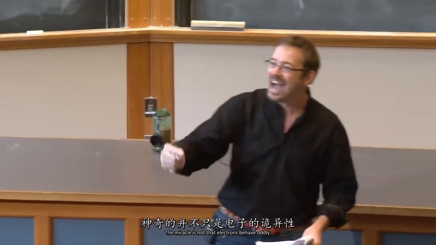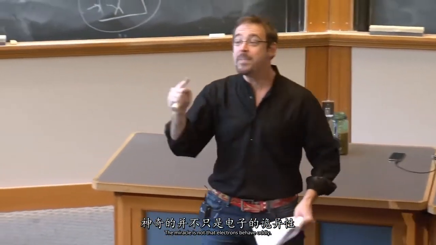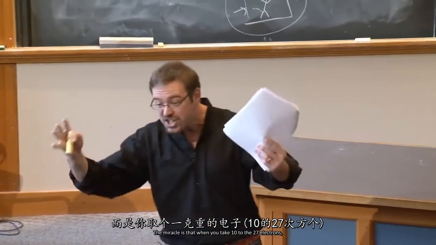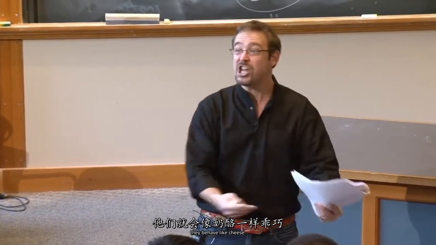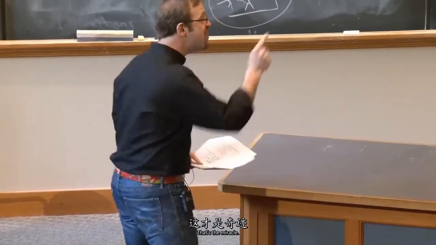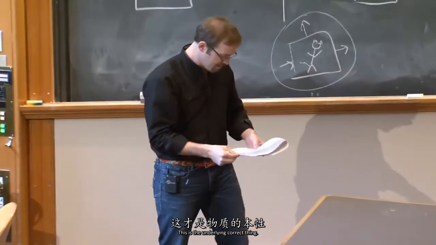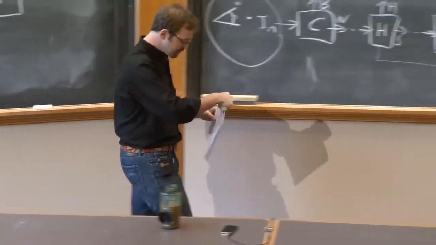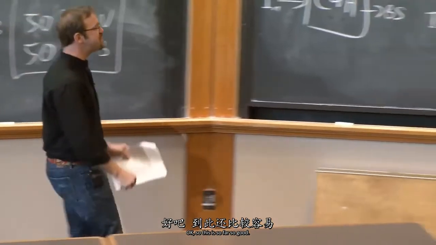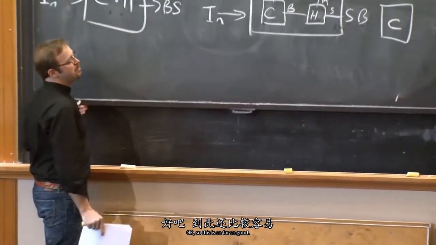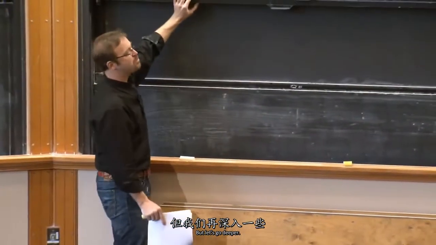The miracle is not that electrons behave oddly. The miracle is that when you take 10 to the 27 electrons, they behave like cheese. That's the miracle, okay? This is the underlying correct thing. Okay, so this is so far so good. But let's go deeper. Let's push it.